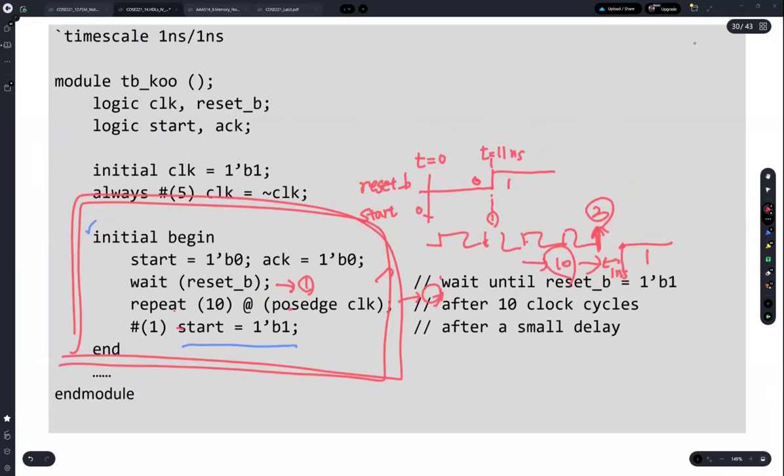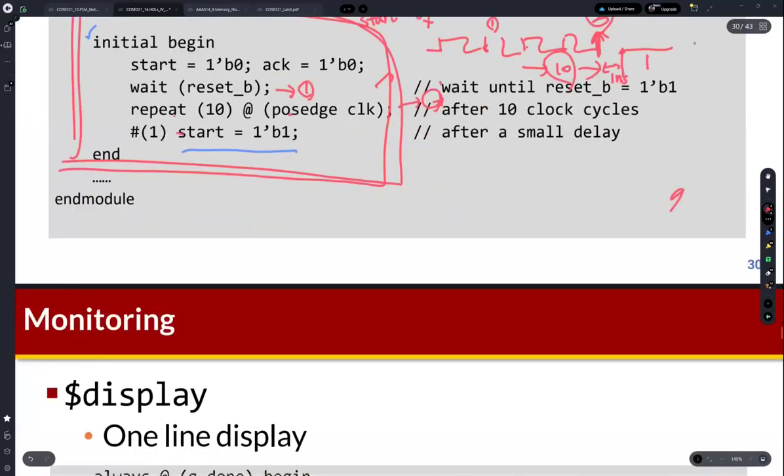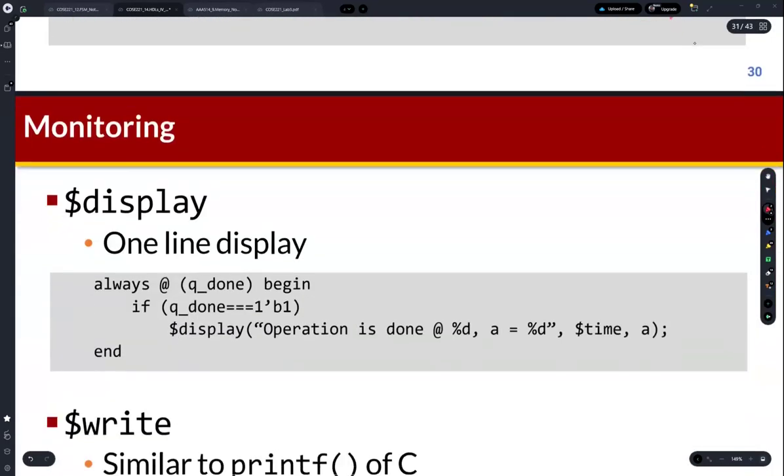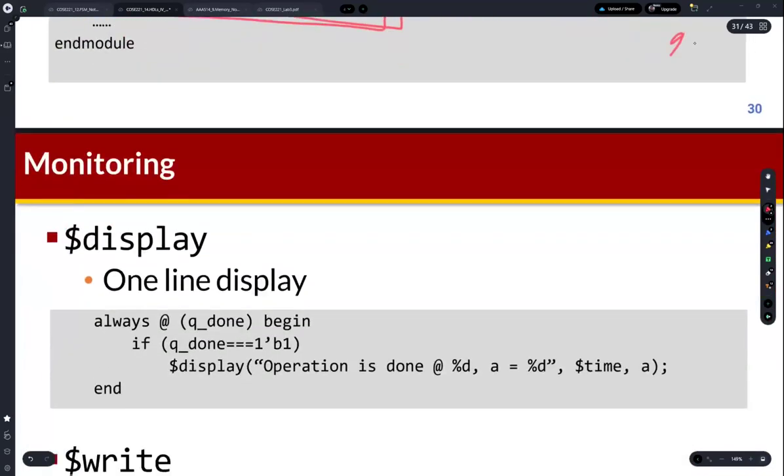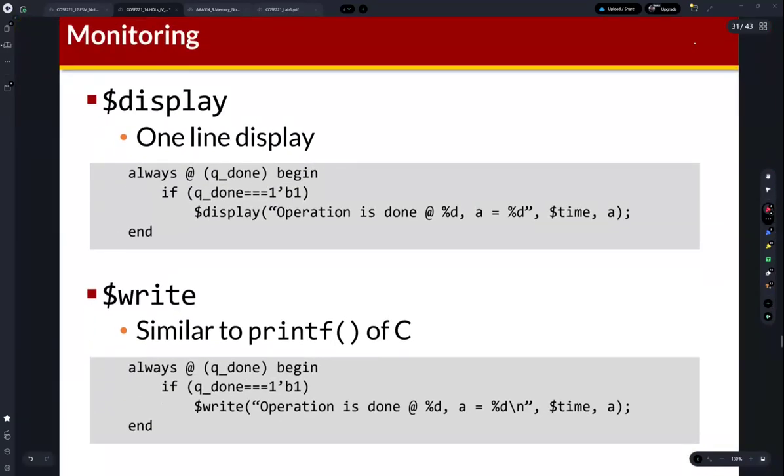Okay, so actually this is the important part. Then we can also use some system value functions like this. It's a kind of primitive function. In this example, this slide shows the display function and then the write function.